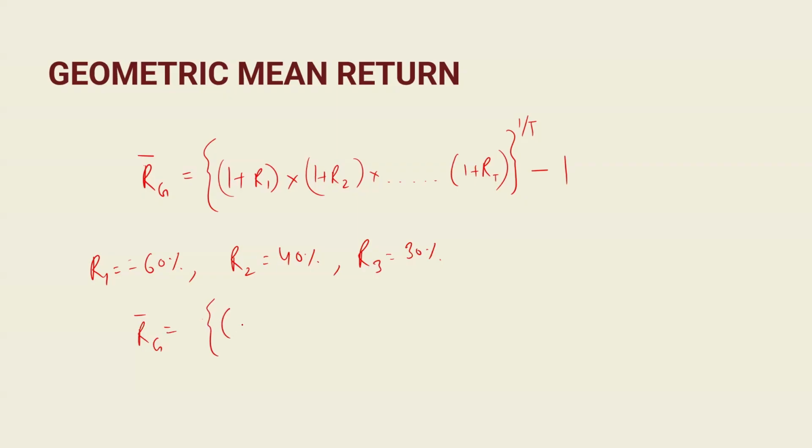So it should be 1 minus 0.6 because R1 is negative 0.6 multiplied by 1 plus 0.4 multiplied by 1 plus 0.3 whole raised to the power 1 over 3 minus 1. Please send your answers. Calculate and send your answers. Waiting for your responses. Okay, so Vivek is getting 0.099.